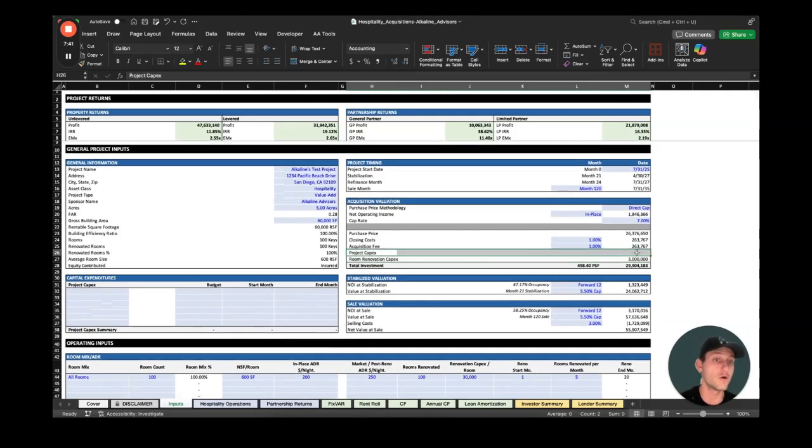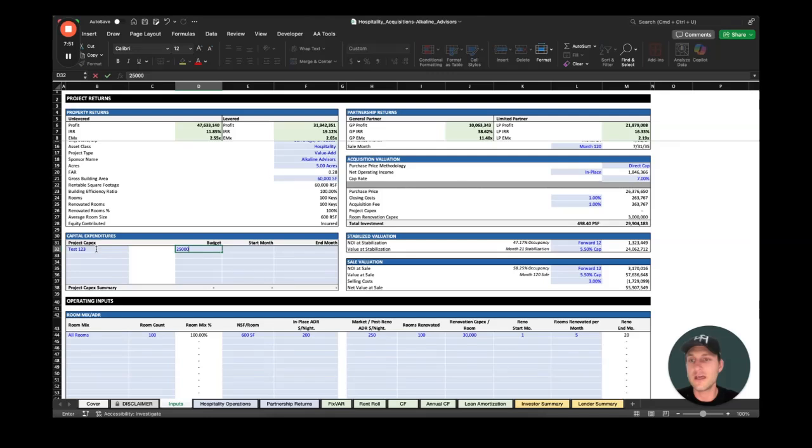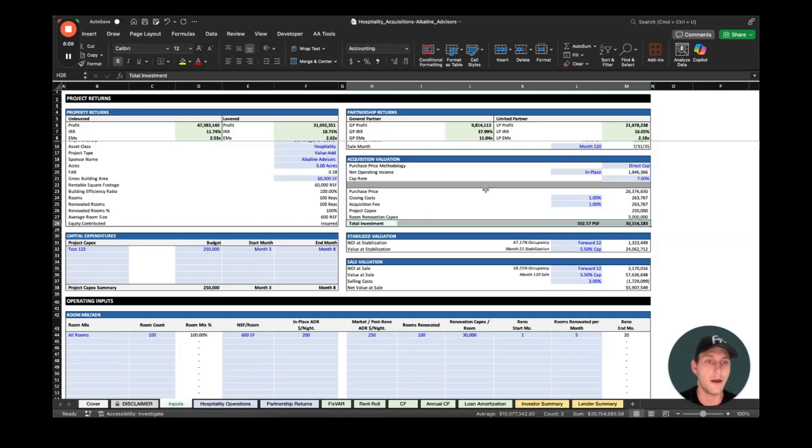So right now we have no dollars in project CapEx. Project CapEx section is right here. We can say we want to load in a test 1, 2, 3 line item. We are going to say we'll spend $250,000 on it, and we'll start incurring the costs in month 3 and end those costs in month 8. So then this $250,000 is straight lined, evenly distributed starting in month 3, ending in month 8. And you'll see that is now part of the acquisition cost, the total investment amount.